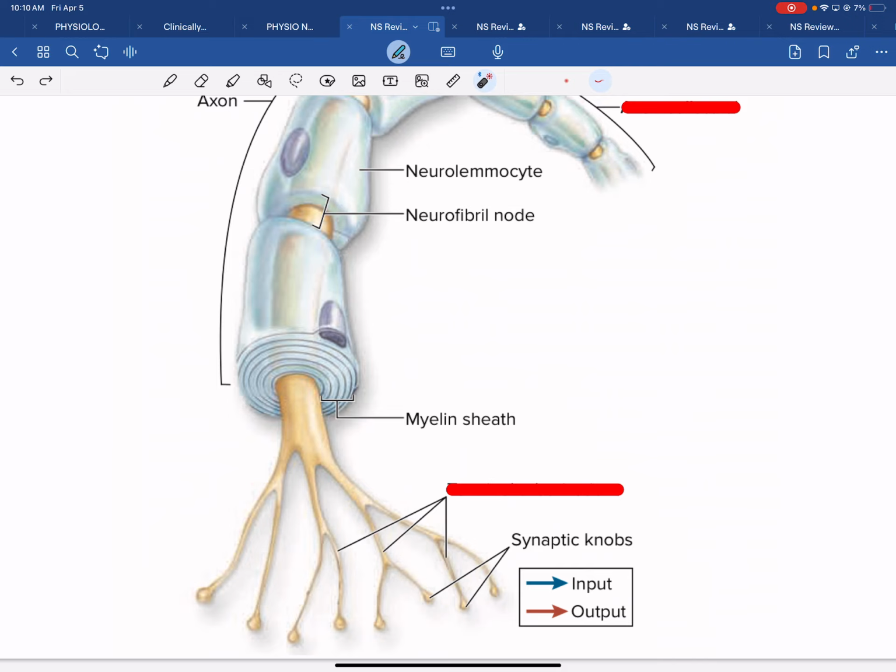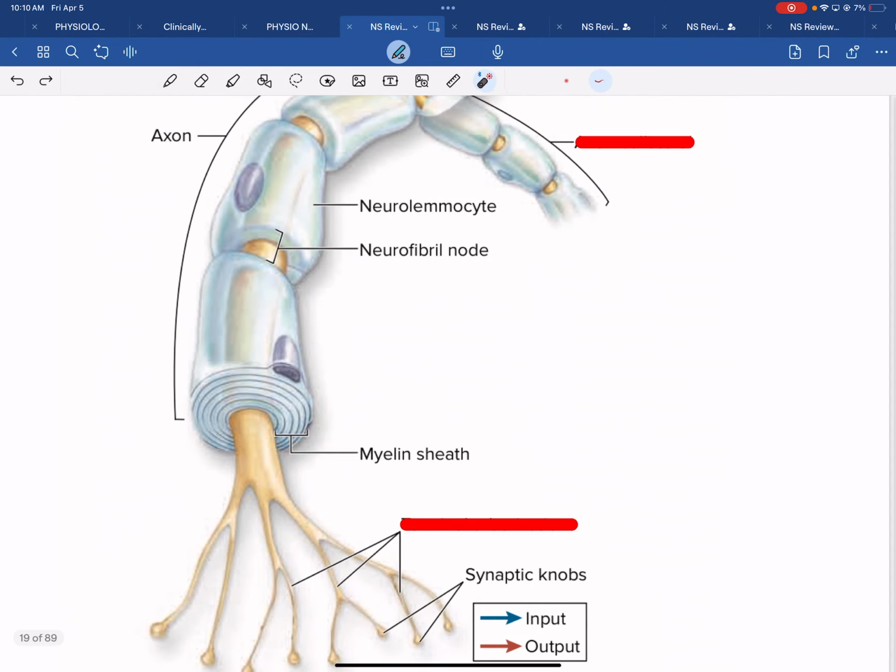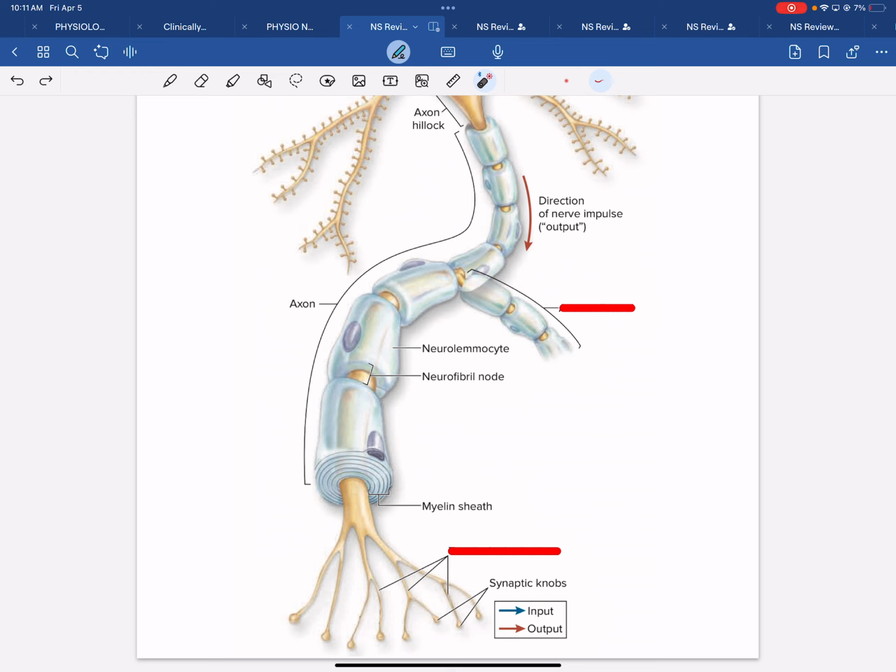Okay, good. What's the function of the synaptic knob? To create a synapse with another neuron or another cell. Yes. What's inside of the synaptic knob? Neurotransmitter. Exactly. That's probably the most important part: it's synapsing with another cell, but there are neurotransmitters in the synaptic knob that are released once the action potential reaches the synaptic knob. Okay, good.